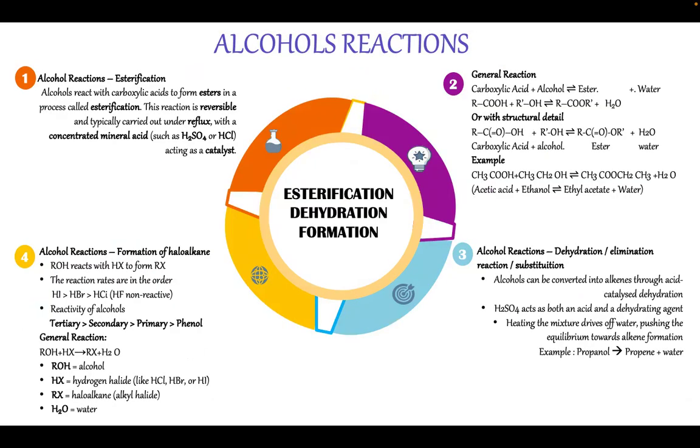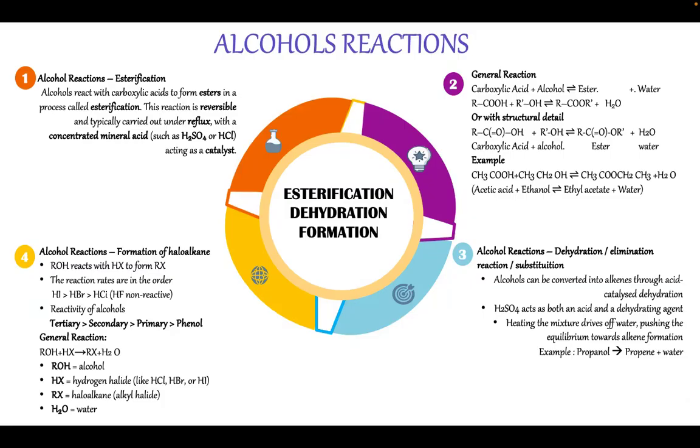And then let's look into the alcohol reactions, where it involves three processes here. Esterification, which is step number 1 and 2. Then dehydration, where alcohol can be converted into certain products through dehydration, elimination, or so-called substitution. And finally, we have the alcohol reaction in the formation of haloalkane. The first one is esterification, when the alcohol reacts with carboxylic acid to form an ester.